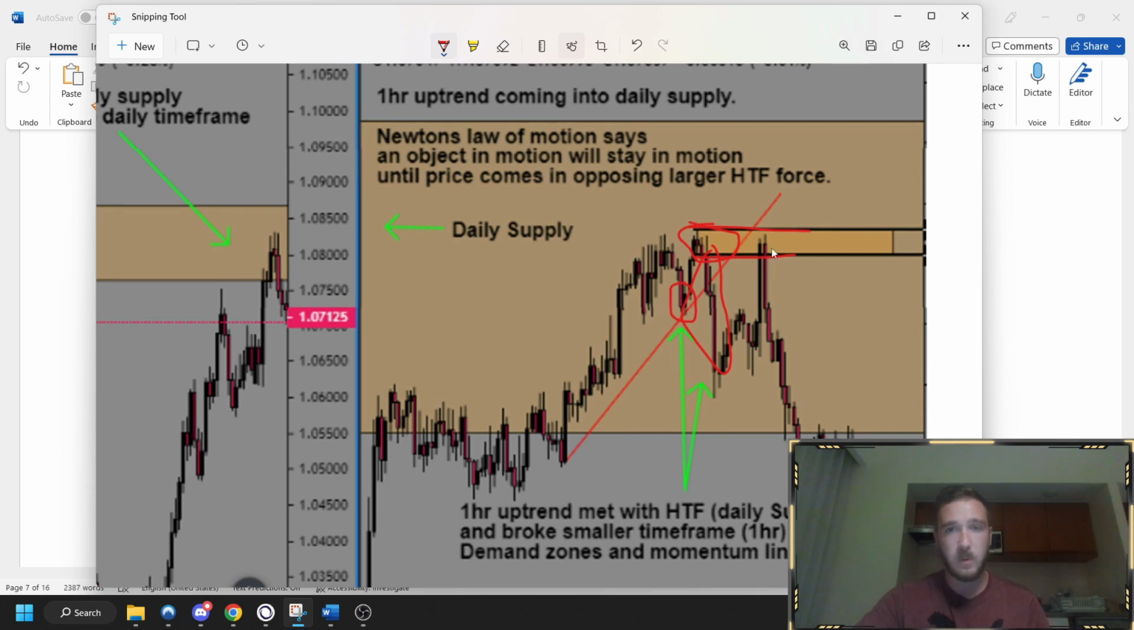Okay, very simple. We would place our sell limit at our proximal line. What is your proximal line? We talked about this earlier in the video. We have our proximal line and our distal line.